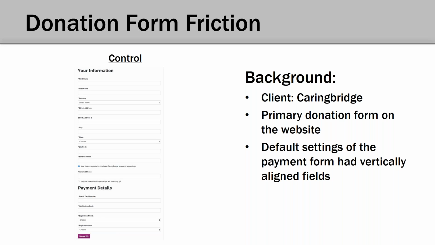The control version of their donation form has all of the form fields stacked on top of each other. First name, last name, city, state, zip, everything is on its own separate line. And the thinking here, when we looked at this page, we said, okay, ideally we'd like to remove some fields if we can, because that looks like a lot of work that the donor has to do in order to complete their donation. They've got to fill out all of this stuff.